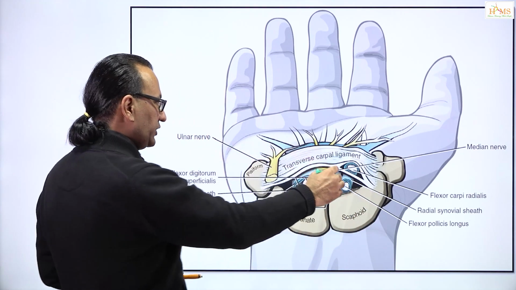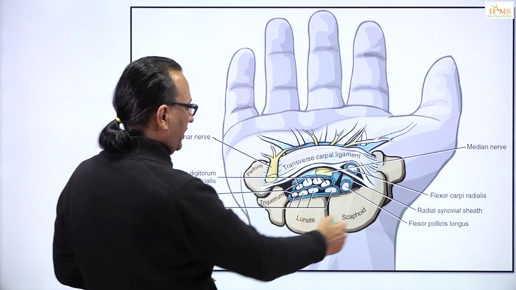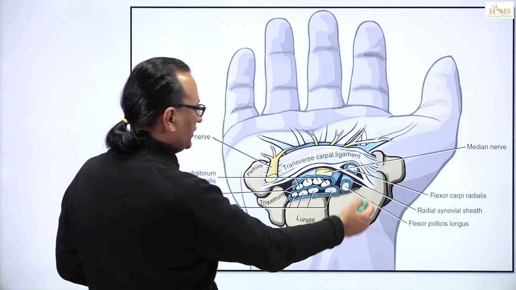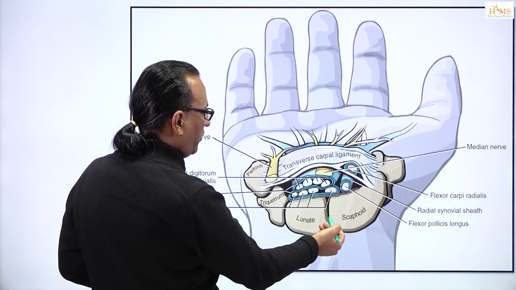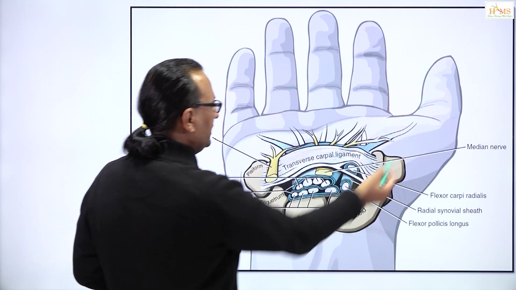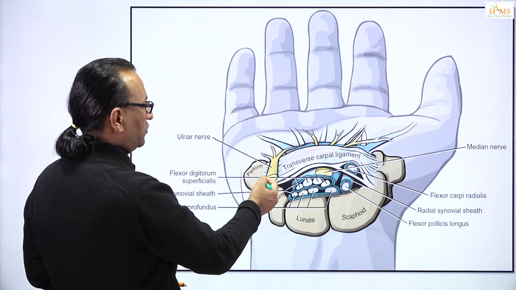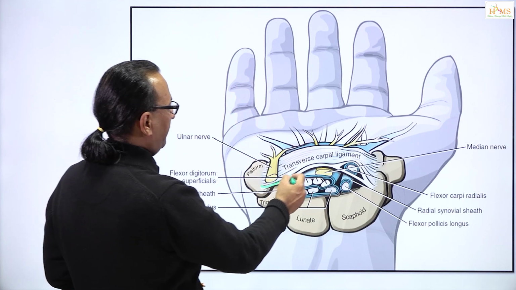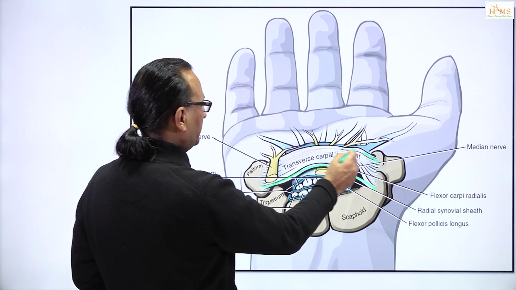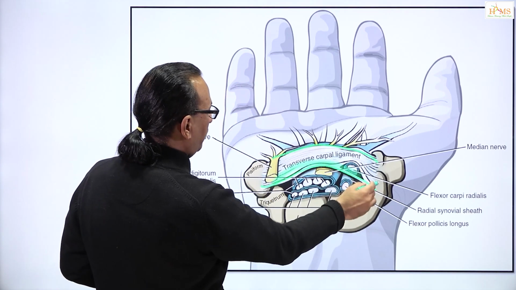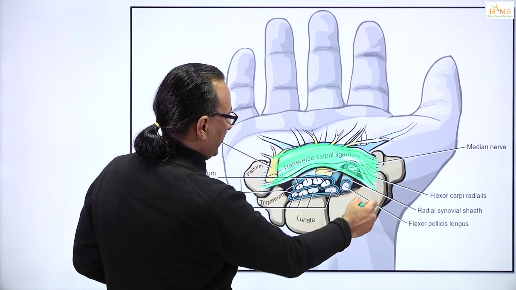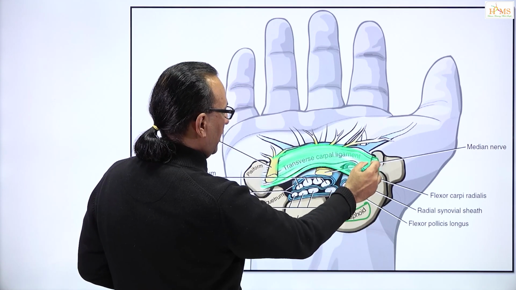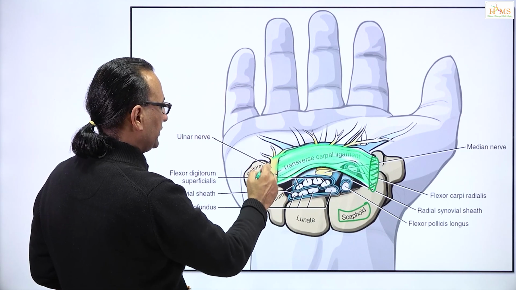As you notice, in the proximal row we have the 4 carpal bones, namely the scaphoid, lunate, triquetrum and pisiform. Attaching to the scaphoid bone laterally towards the thumb side, and medially to the pisiform bone towards the little finger side, is the flexor retinaculum or the transverse carpal ligament, making the roof of the carpal tunnel. The lateral attachment is to the scaphoid bone and the medial attachment is to the pisiform bone.